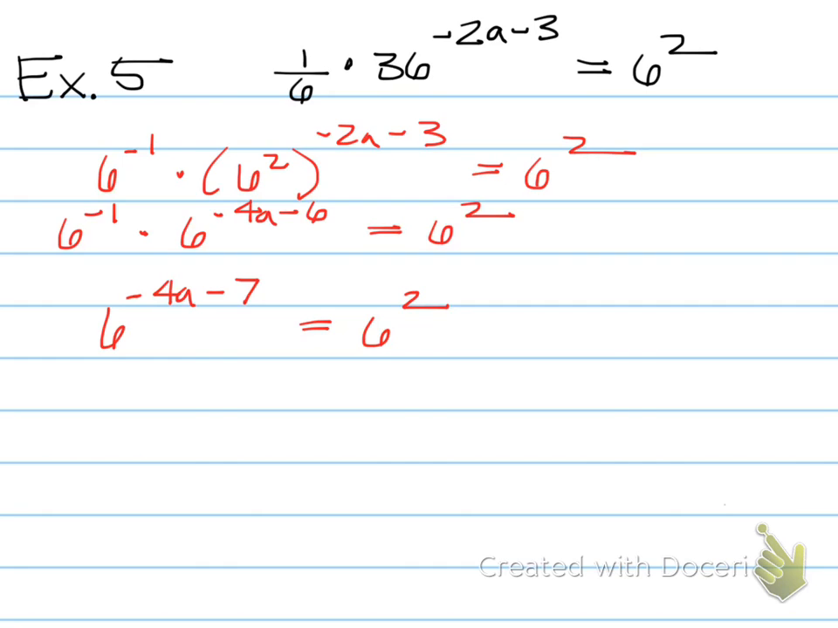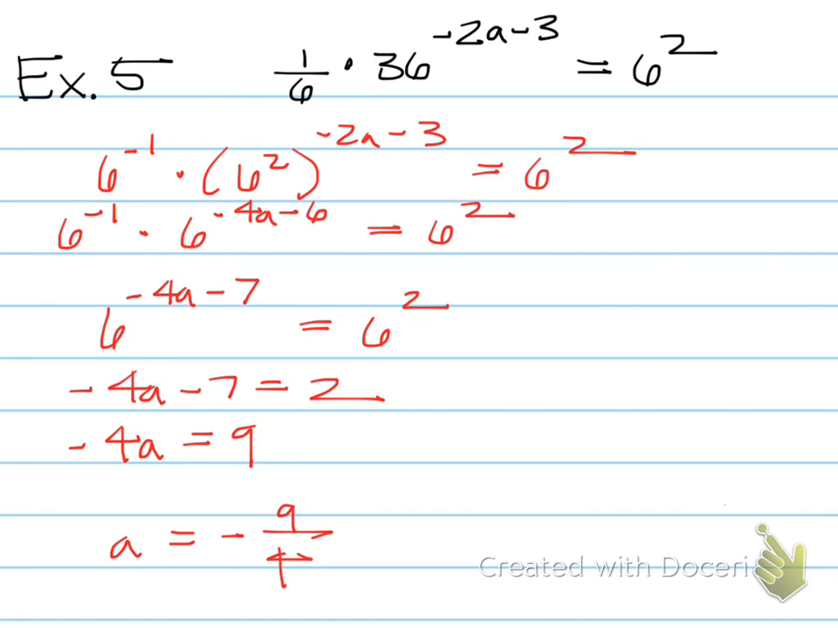Now that the bases are the same, set the exponents equal to each other. We get -4a minus 7 equals 2. Add 7 to both sides and then divide by -4. We get a equals -9 over 4.